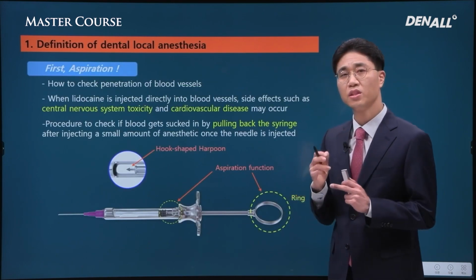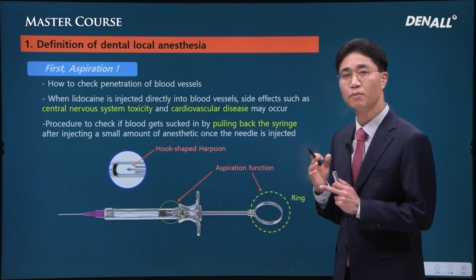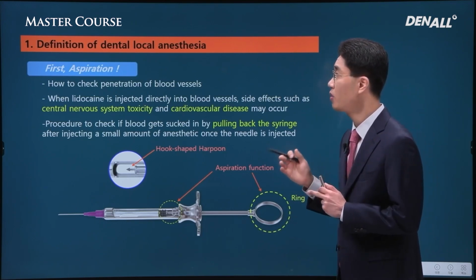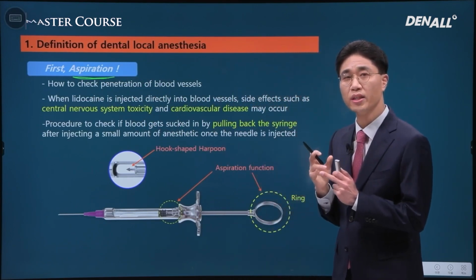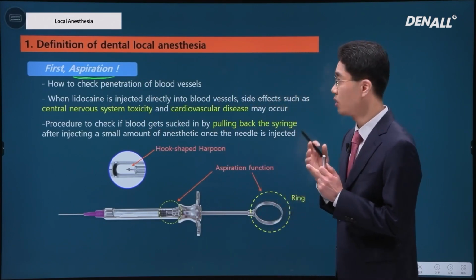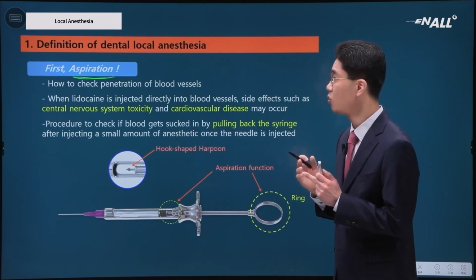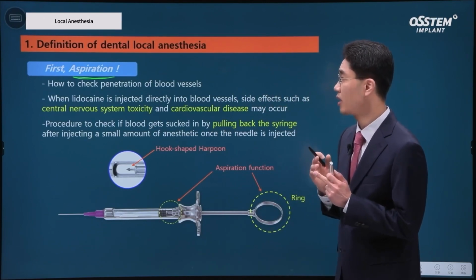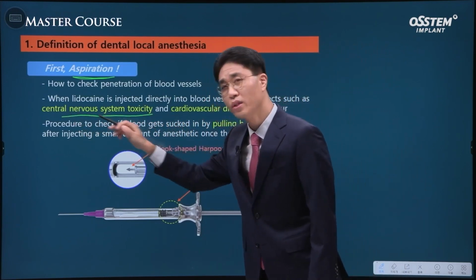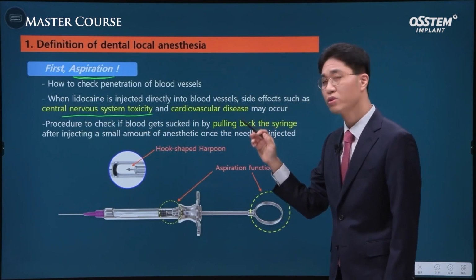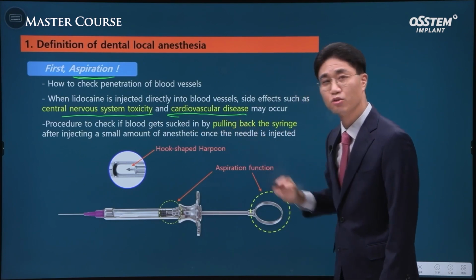In doing local anesthesia, before we inject, we need to check for aspiration. Because the lidocaine should not be injected directly into blood vessels, you need to check penetration of blood vessels. You need to remember this. If the lidocaine is directly injected into blood vessels, it can cause central nervous system toxicity as well as cardiovascular disease.